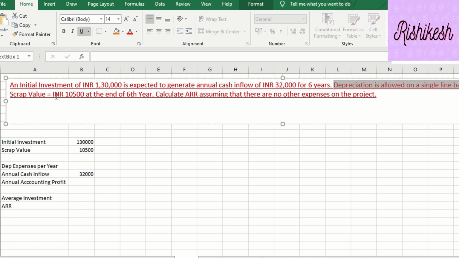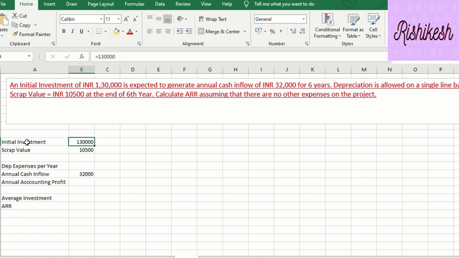Scrap value of that investment, maybe you would have made an investment to buy an equipment. So the scrap value, meaning the value at the end of 6 years, is taken to be 10,500. You have to calculate the ARR assuming that there are no expenses on the project. So there are no other expenses except those given here. We have been given an initial investment of 1,30,000, and we have also been given a scrap value.